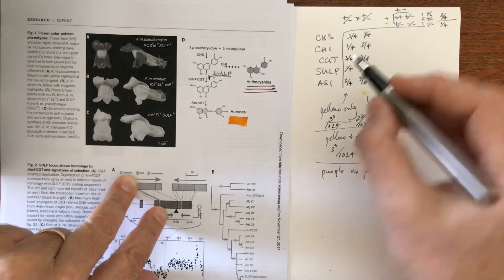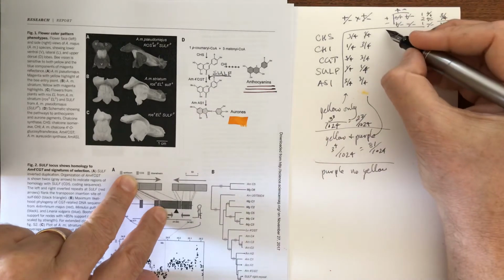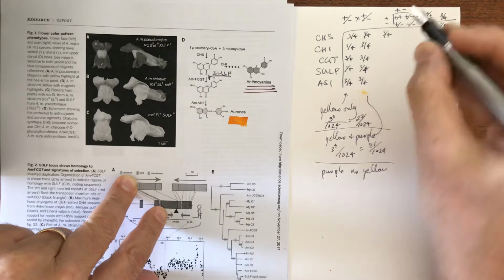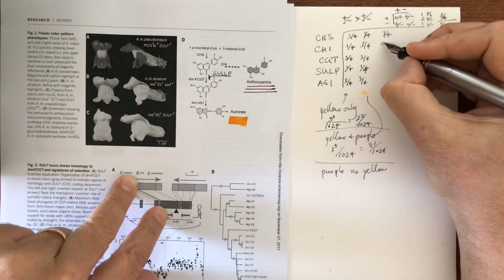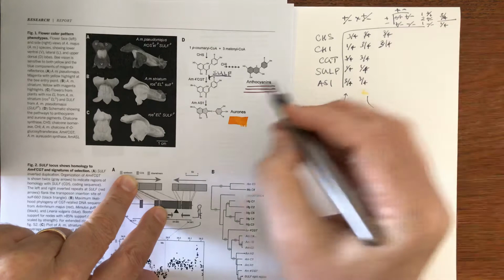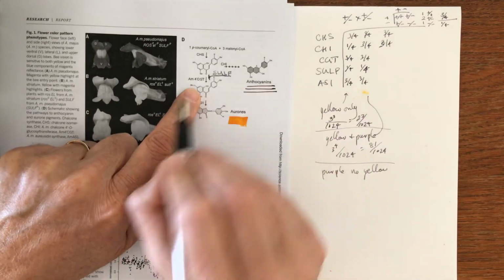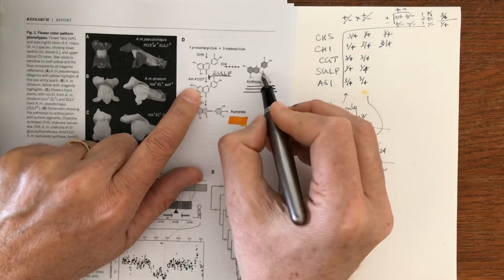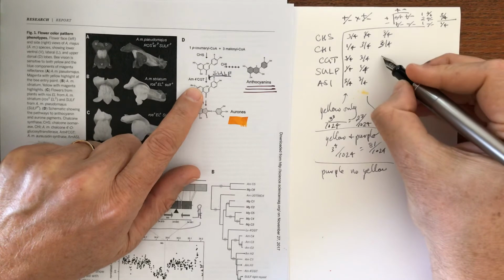Because it can have here, okay, to make purple, it has to have CHS. So let's do that. That's fine. It has to have CHI, right? That's fine. So that's, sorry, 3/4. It doesn't have to have anything else. It only has to have purple, no yellow. So it only has to make that. So you say, well, that's easy. It doesn't have this, right?